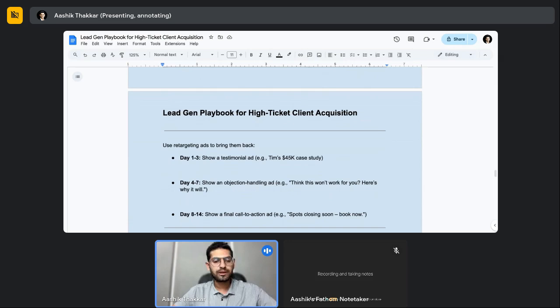So for day 1 to 3 for this particular strategy, what you have to do is show a testimonial ad. For example, Tim's $45,000 case study, or Manan's $10,000 revenue generation per day case study, something like that. Have multiple different variations of creatives, and you should be good to go. But you have to surely focus from day 1 to 3. You have to show these ads to your target audience.